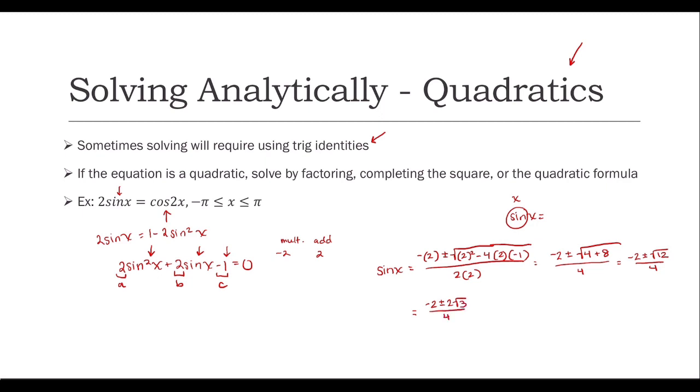We can divide everything by 2, so that would give us negative 1 plus or minus root 3 over 2. So our sine of x equals negative 1 plus or minus the square root of 3 over 2. So then we need to take the inverse sine to get that x equals the inverse sine of negative 1 plus or minus root 3 over 2. So that's how you would solve for x in this equation.